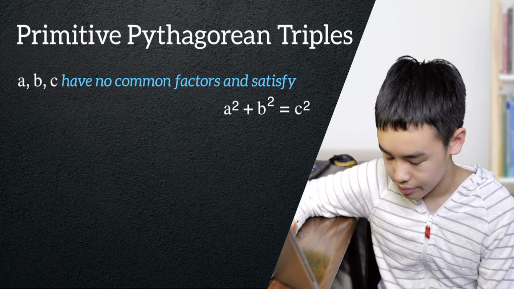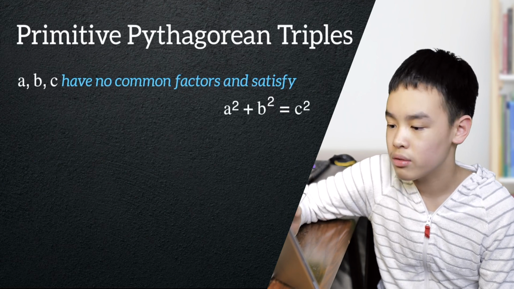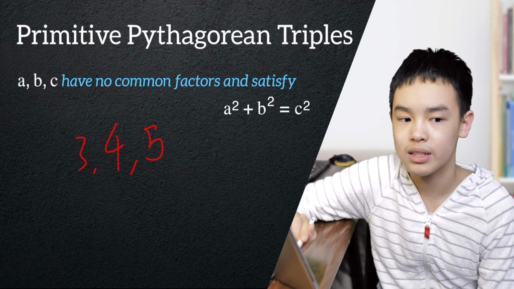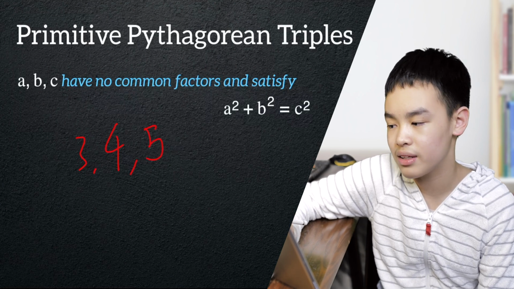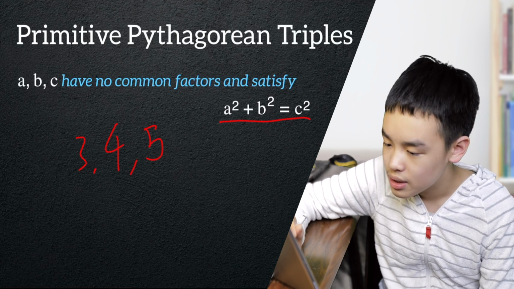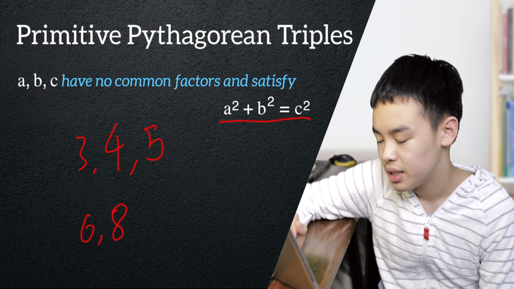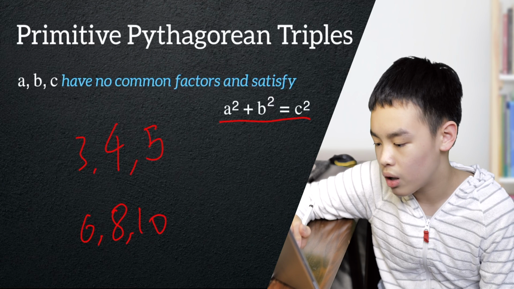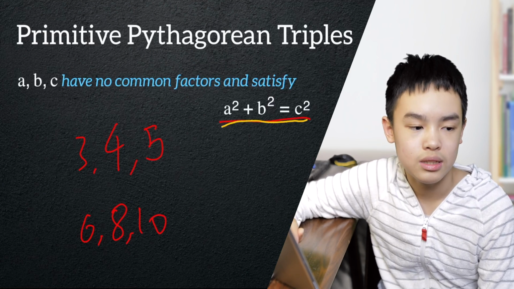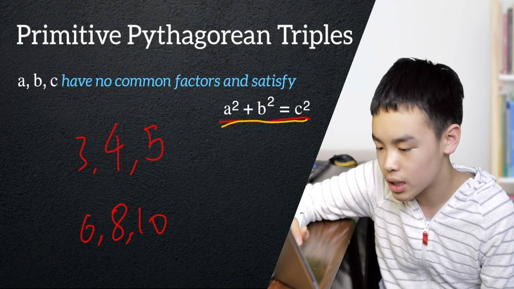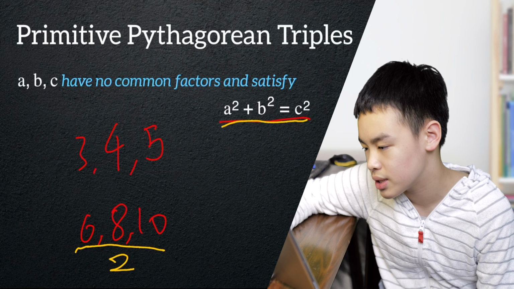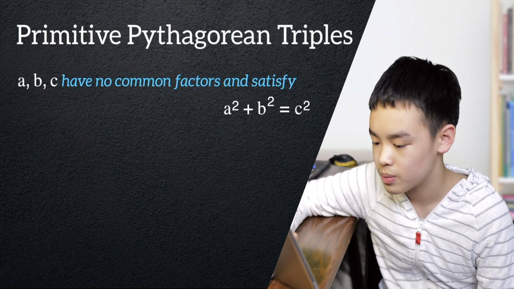So let's see, 3, 4, 5. They have no common factor, and they also satisfy this equation, so it is a PPT. But 6, 8, and 10, while it does satisfy this equation, is not a PPT because they have a common factor of 2, since they are all even numbers. So let's get out some examples real quick.